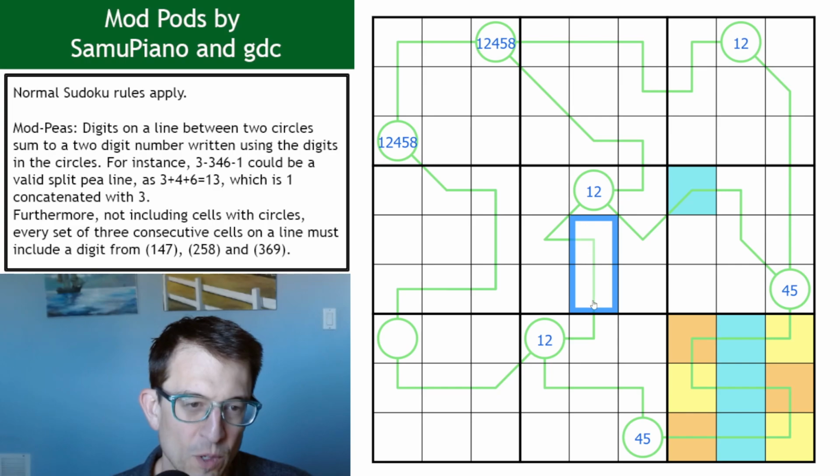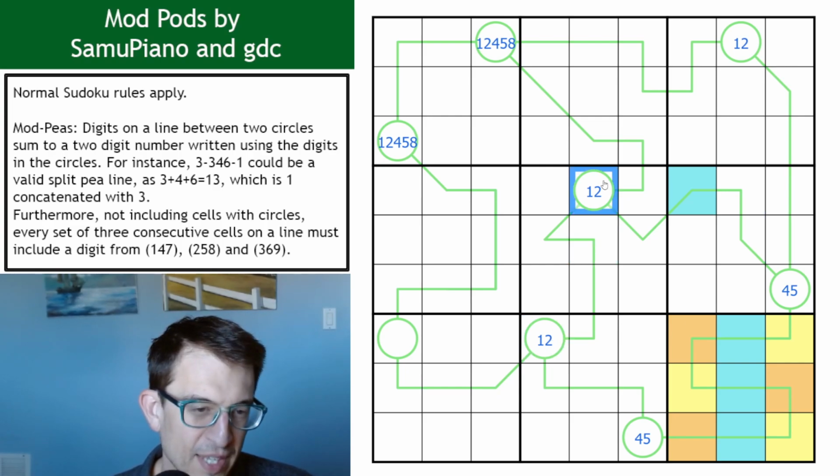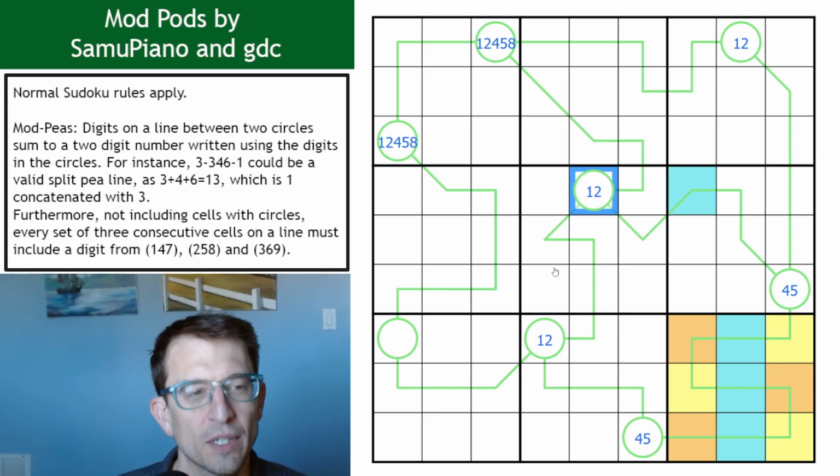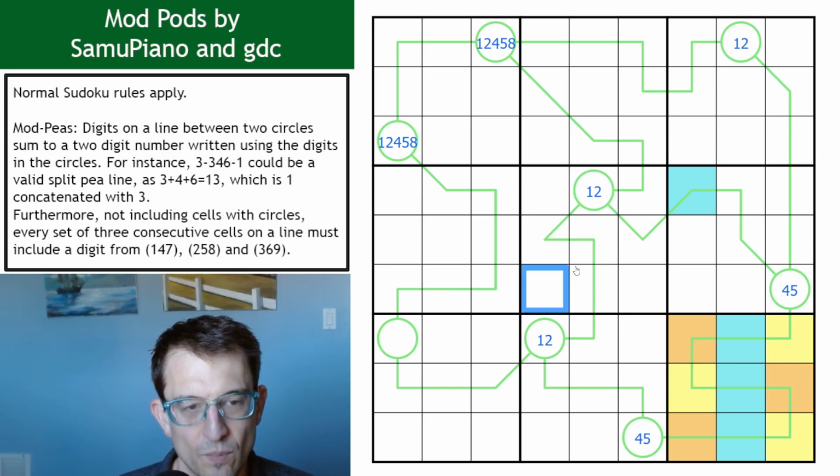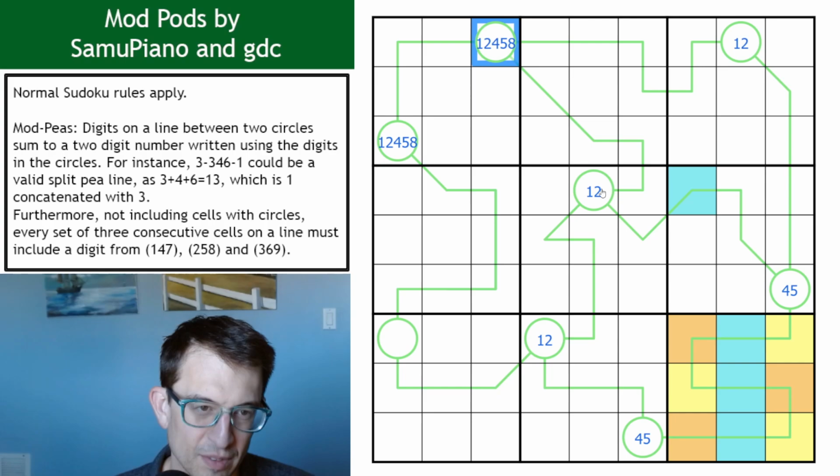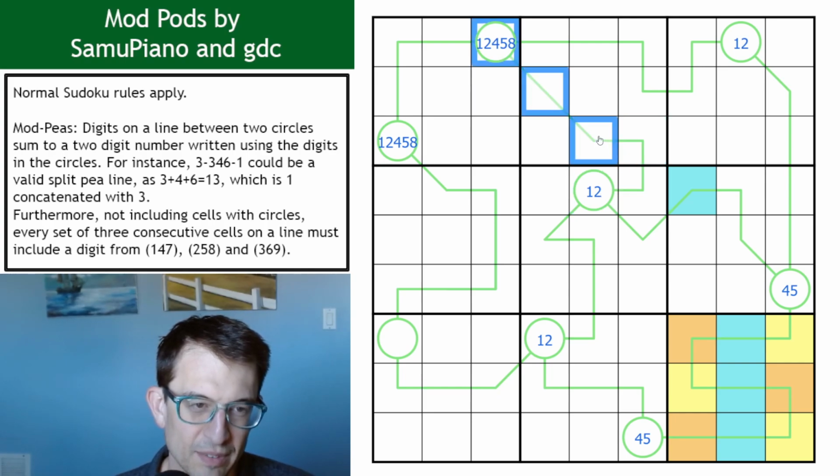And then 3, 4, I think works. So yeah, that works. So I think any of the 4 possibilities here still work. Could this still be 1 or 2 then? Yeah.